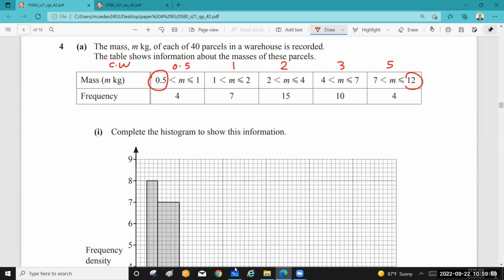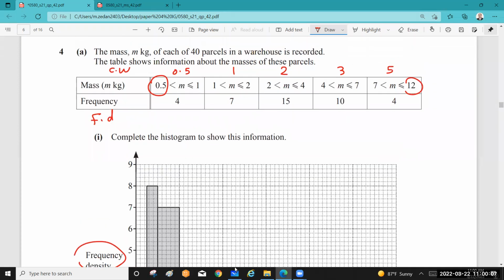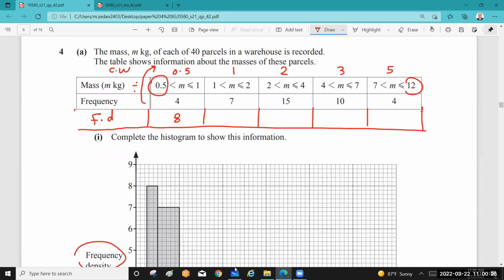Here, to draw a histogram, you have to find the frequency density. Frequency density, as you know, is just the frequency divided by the class width. Divide the frequency by this class width, okay? 4 divided by a half is 8. Just to complete this table to be able to draw the histogram, we use this method, the frequency density method, because the class width is different.